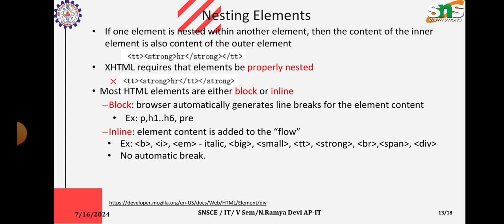And also we are going to see nesting elements. If one element is nested within another element, then the content of the inner element is also the content of the outer element. HTML requires that elements be properly nested. Most HTML elements are either block or inline. Block means the browser automatically generates line breaks for the element content, for example paragraph, H1 to H6 or pre-formatted text. For an inline element, content is added to the flow, like bold, italic, big, small, teletype, strong, break and span, which are examples of inline elements. Thank you.